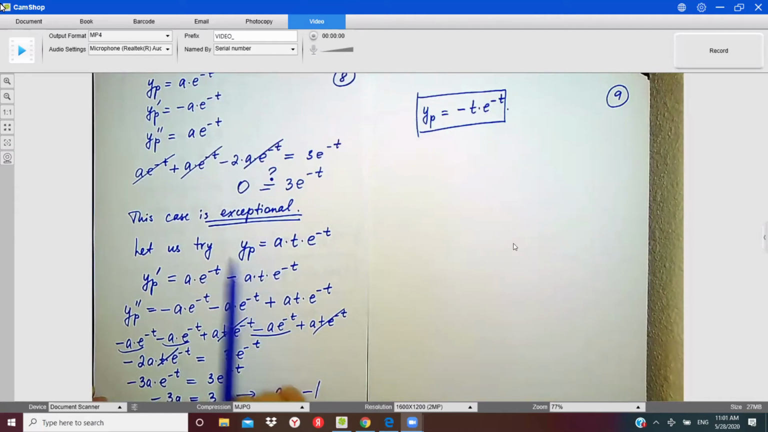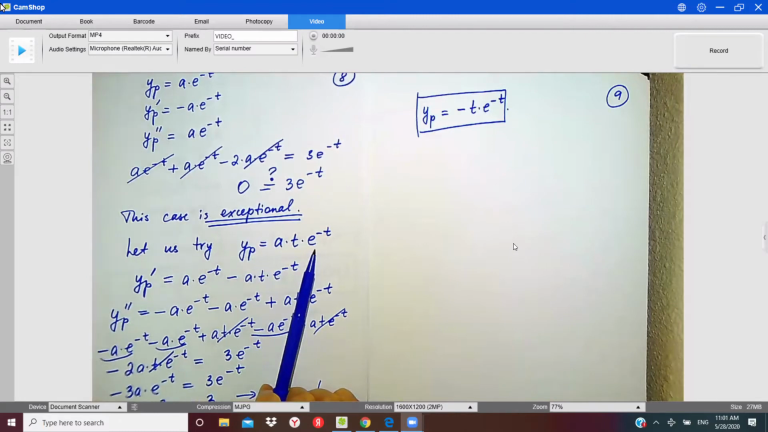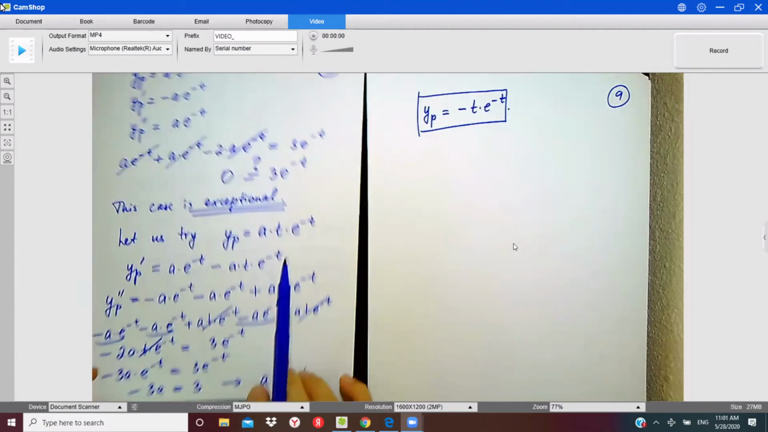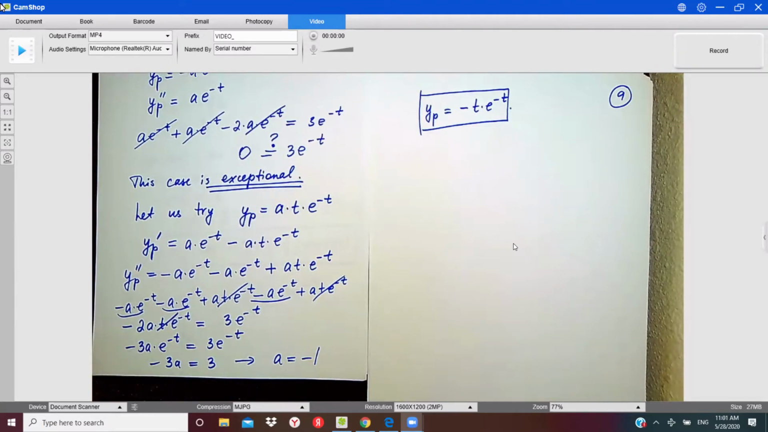This form of the particular solution, y particular equals a times t times e to the negative t. My a is -1. Did everybody get -1 for a? Yes. Excellent, very good.